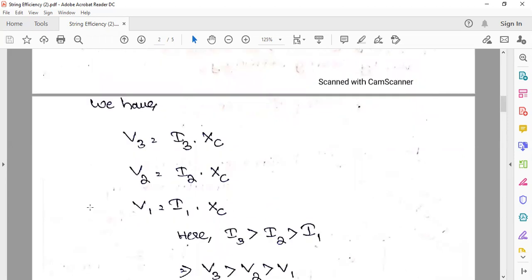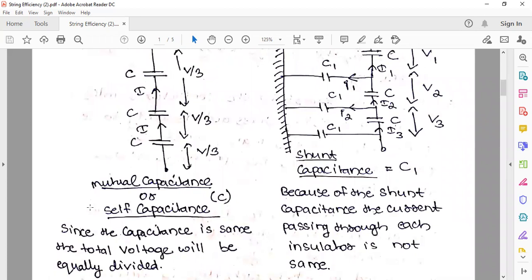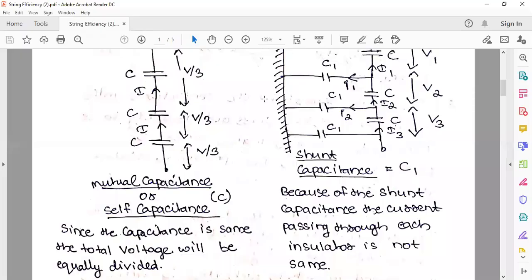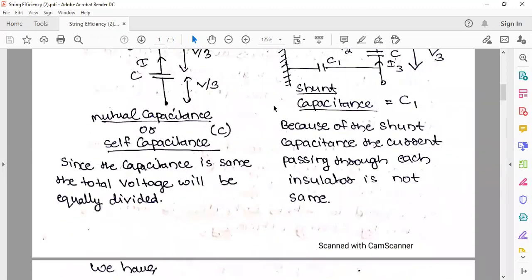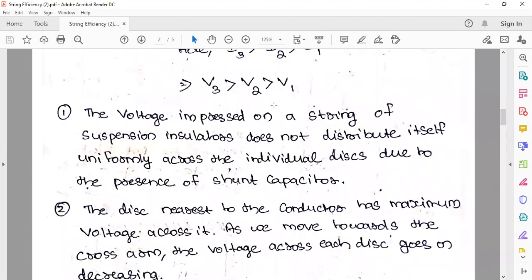Okay, and here we can see that I3 is greater than I2 and I2 is greater than I1. Why? Because of the presence of shunt capacitance. Because small currents I1, I2 and I3 are going to the shunt side. So I3 is greater than I2 is greater than I1. So similarly V3 will be greater than V2 will be greater than V1. Okay. So now you have to take some key points.